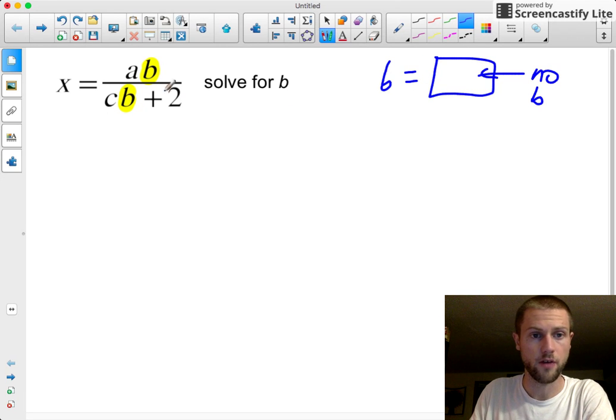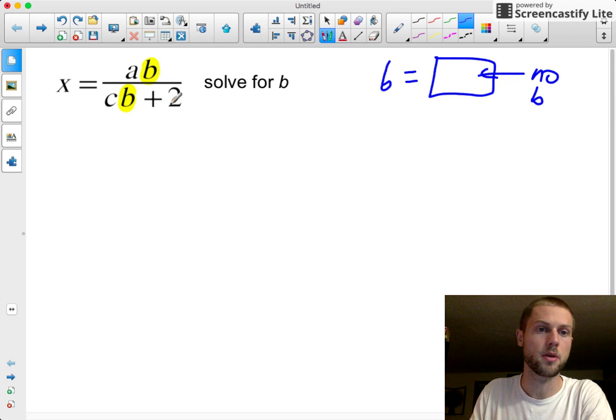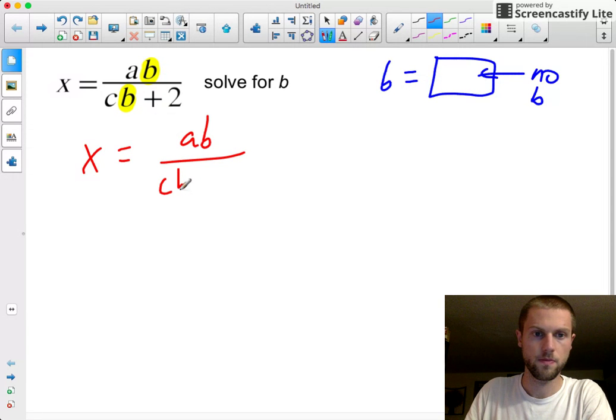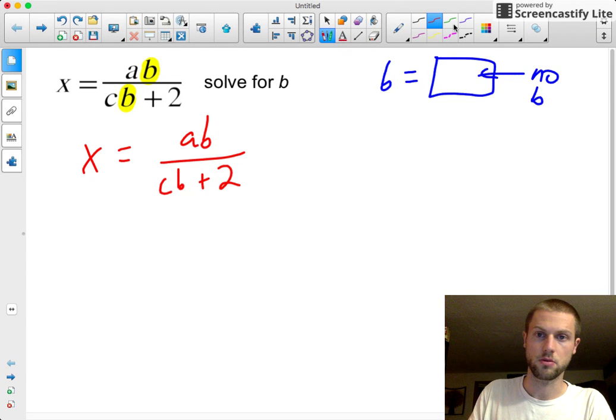So let's see. If I'm initially looking at this, I've got a denominator, a pretty big denominator here. I would like to get rid of that denominator. So why don't we do this? I'm going to start off by rewriting my equation. Just give me a little bit of room here. AB over CB plus 2. Now, I'd like to get rid of CB plus 2, so you can think of this in a couple ways.